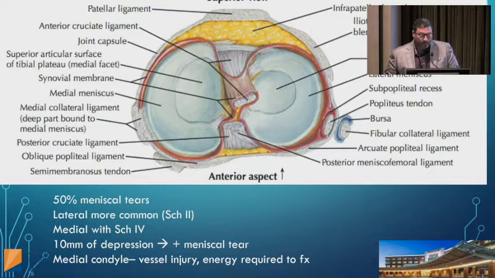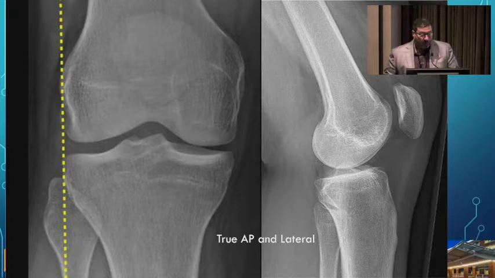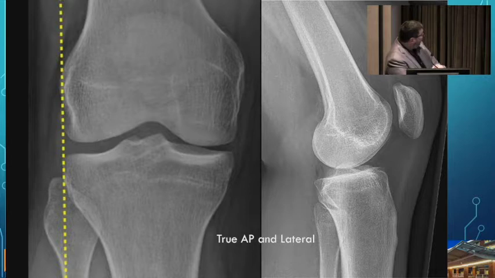So when we look at x-rays, what do we look at? We're looking at a couple of things. The end of the femur should line up with the top of the tibia. And we want to look at the joint line and see if there's any disruption. And sometimes it can be deceiving that it's difficult to see.